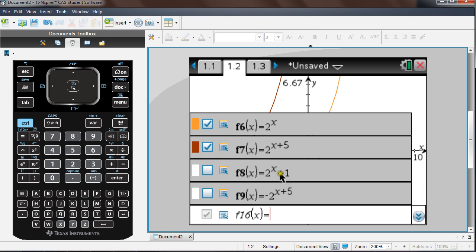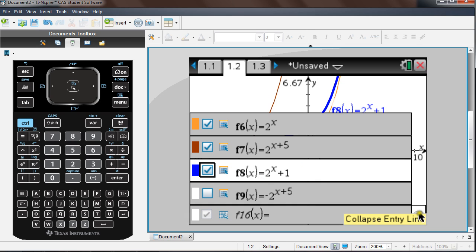Compare that with the 8th function. It has plus 1 tacked on to the end. So we have the 2 to the x, the same as our original parent, plus 1 on the end. When you add or subtract a number to the end of the equation, it moves the graph up or down. So this is going to move us up 1 spot.